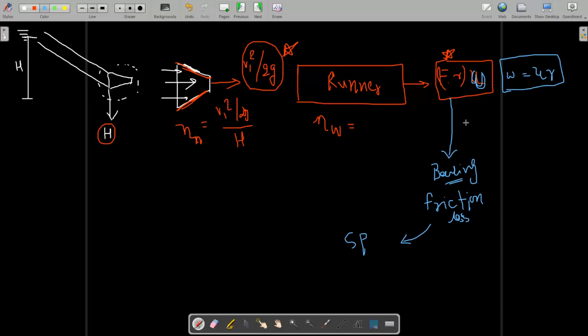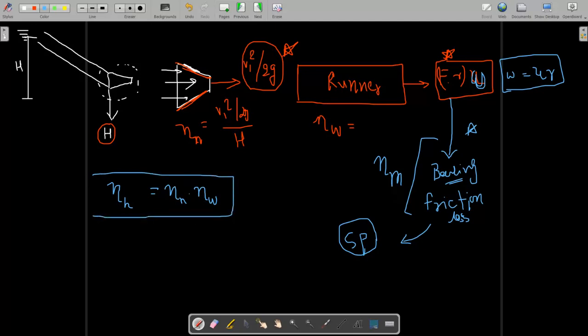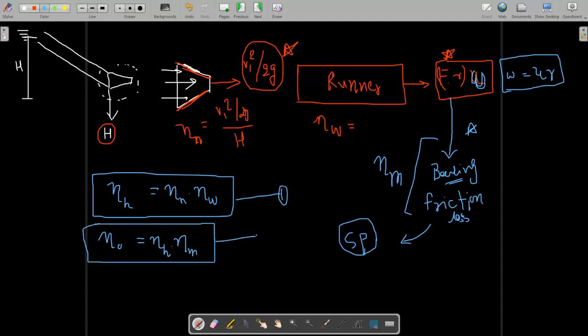So here the difference between the quantity of power here and shaft power is known as mechanical efficiency. And there is hydraulic efficiency. Its equation is hydraulic efficiency is equal to nozzle efficiency multiplied by runner efficiency or wheel efficiency. This is the equation, write down somewhere. And overall efficiency is hydraulic efficiency into mechanical efficiency. So these two are the equations that will be useful in our final calculation.